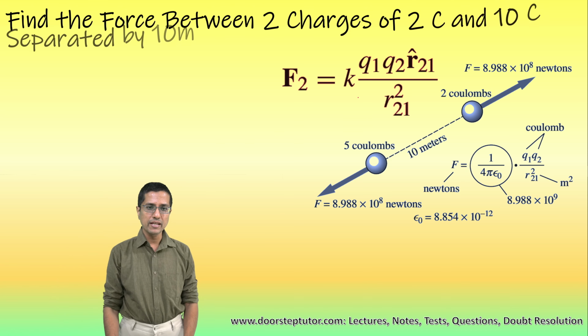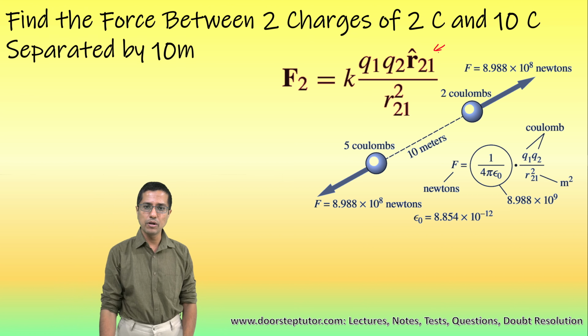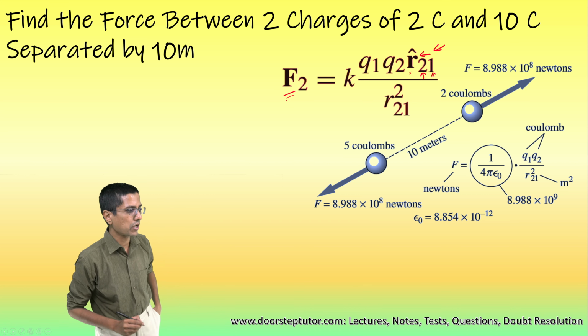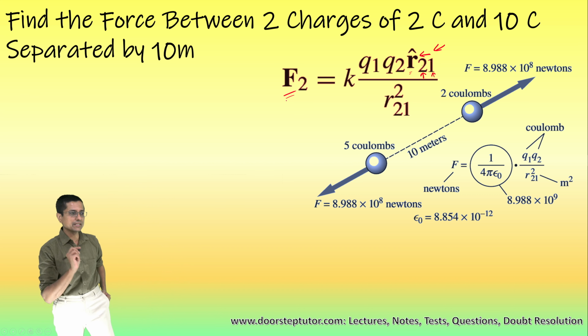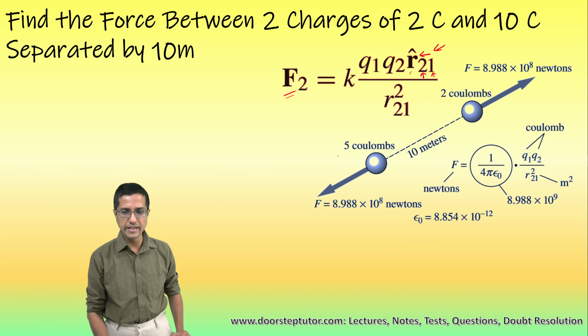So here, this is the formula for the Coulomb's force, and again r21 is a unit vector. This is the destination, and this is the source. It is from 1 to 2, that is the unit vector from 1 to 2, and this is the force on the charge number 2. So this is what the Coulomb's force takes on.